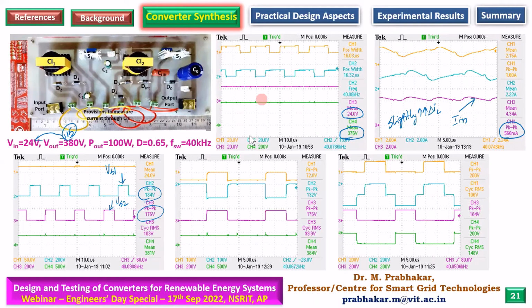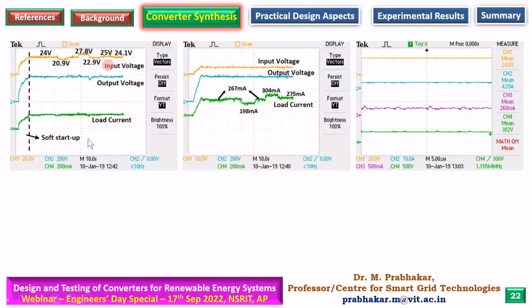These are again test results. One is called line voltage regulation. Another one is load voltage regulation. Because for any practical system, we are discussing renewable energy systems, the output voltage should be constant when input voltage changes or when load changes. That is the test result presented over here.